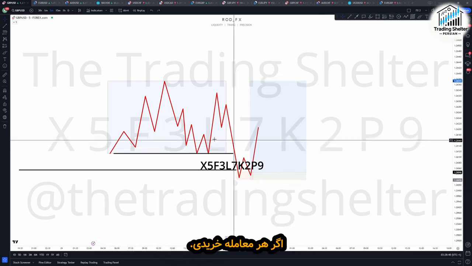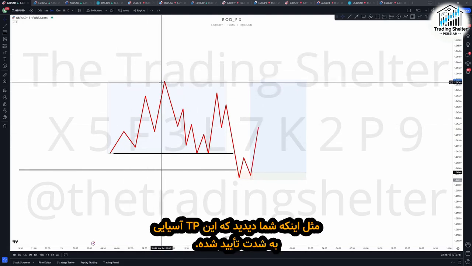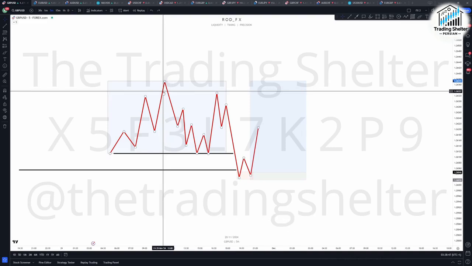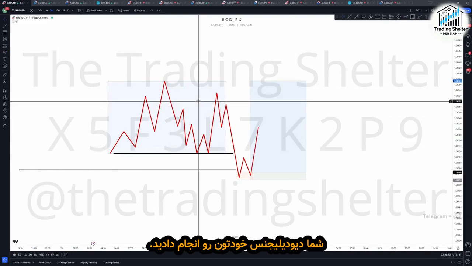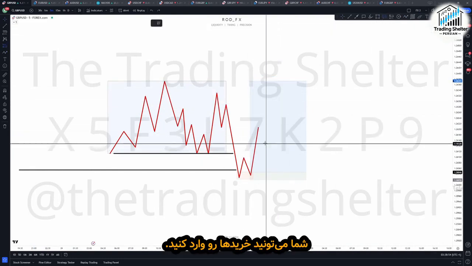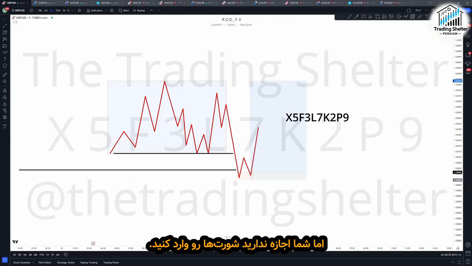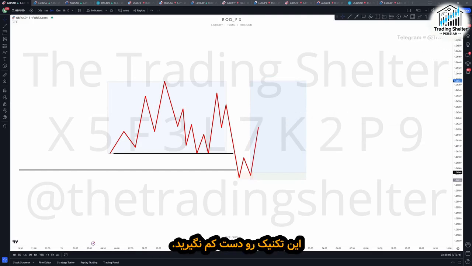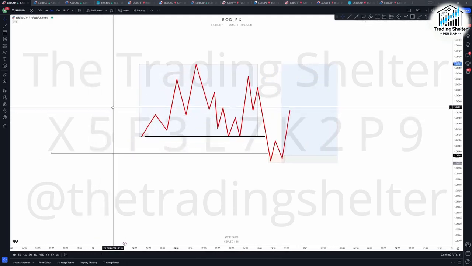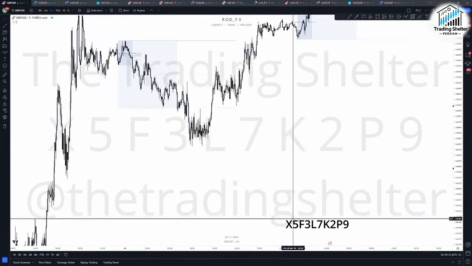If any buy trades, and this is when you've done your due diligence, like you've seen that this Asia high is highly confirmed, there's a lot of liquidity, previous daily high also, whatever, you can enter buys, but you're not allowed to enter shorts. I'm telling you, do not underestimate this technique. Let's go into the chart and find an example.